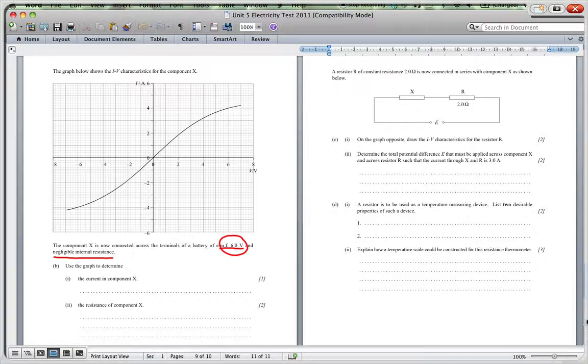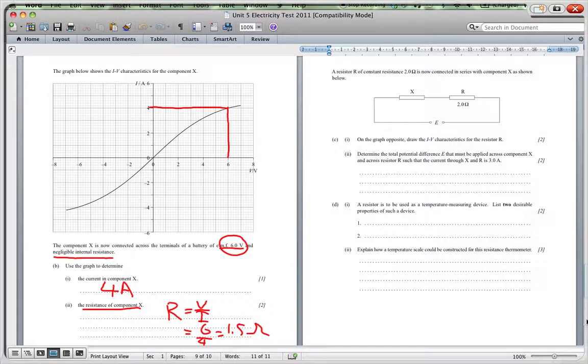B1, the current in the component X. So because we know that V is going to be 6, we would just go up here at 6 and across there, and we would get 4 amp. The resistance in component X, well, R is equal to V over I, and so you're going to get 6 divided by your 4, which is equal to 1.5 ohm, like that. An easier 2 marks you won't find.